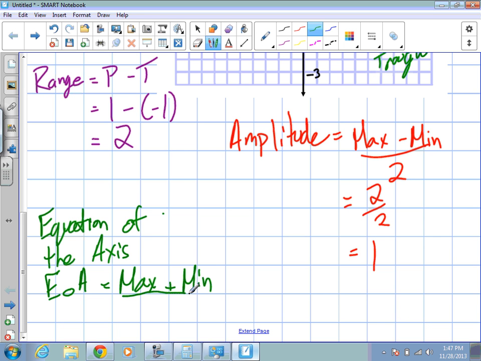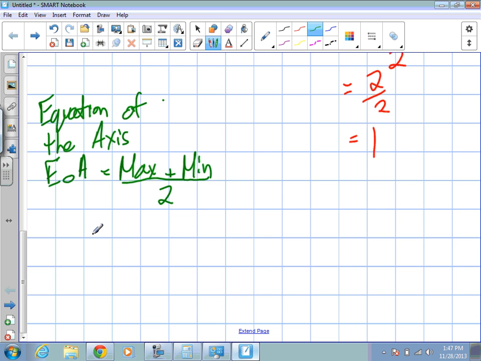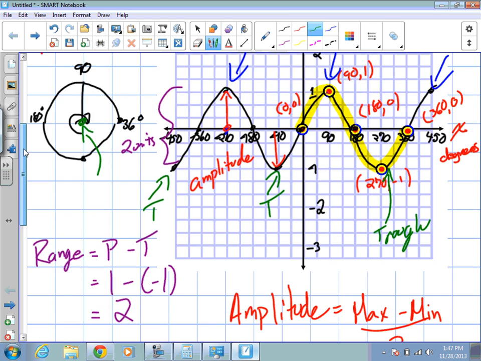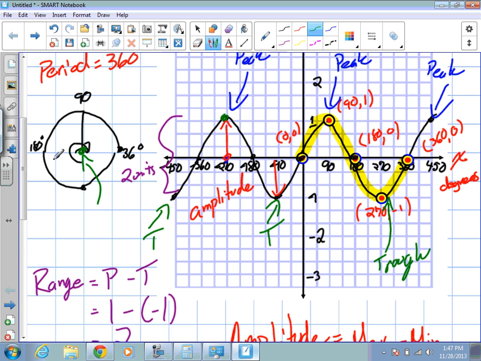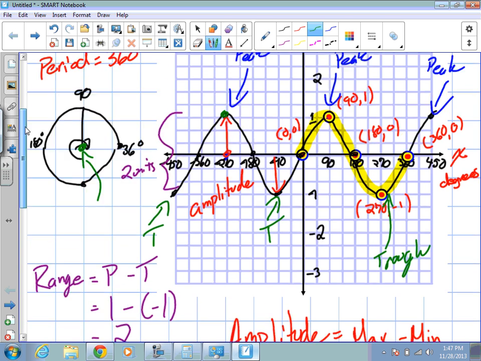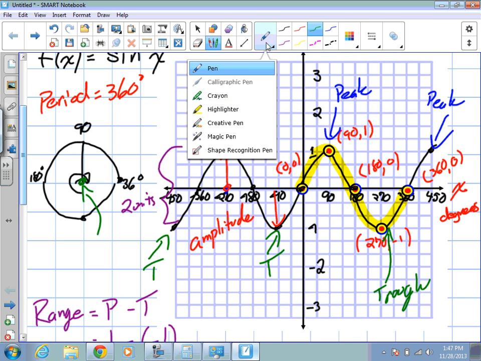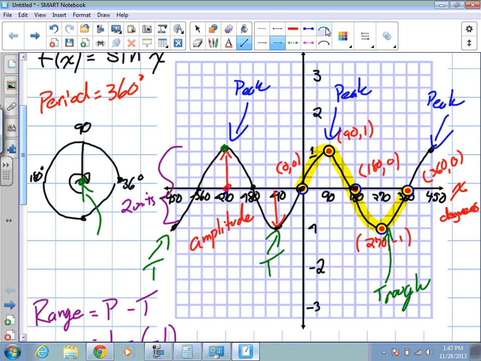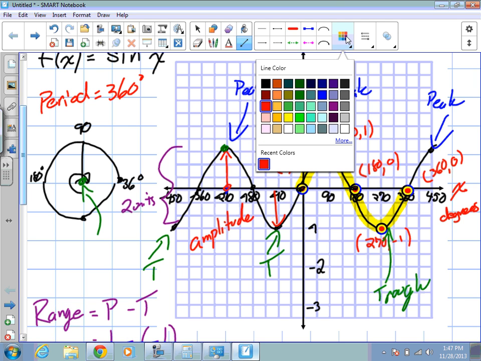So what was our max? Okay. Plus, what was our min? -1. What is -1 plus 1? 0 divided by 2 is 0. So the equation of the axis is when y is equal to 0, which is perfectly right in our case, because the equation of the axis is our x-axis. It falls right in the middle.